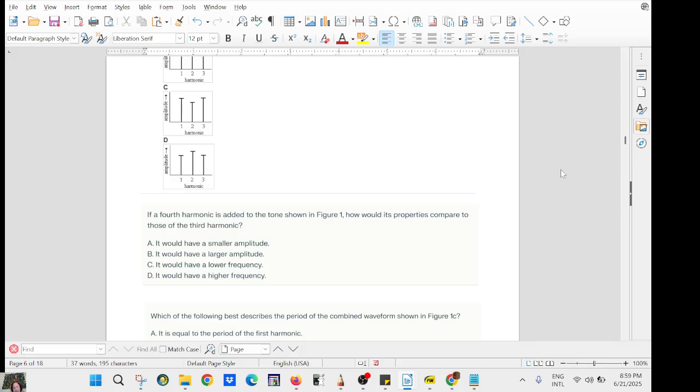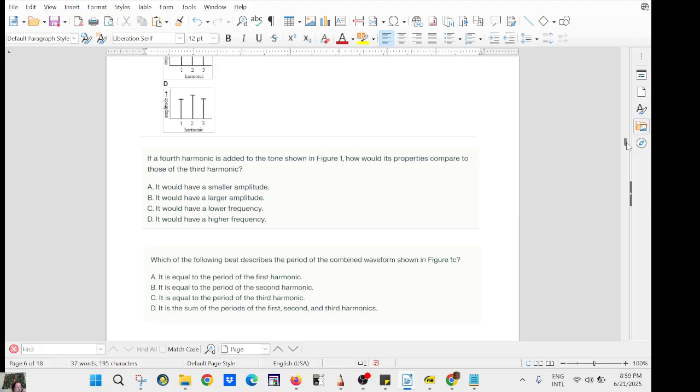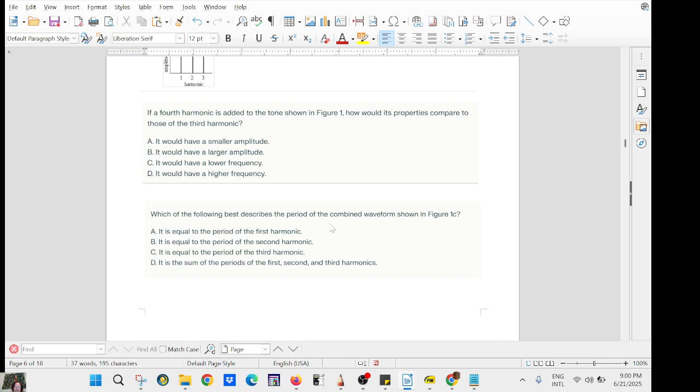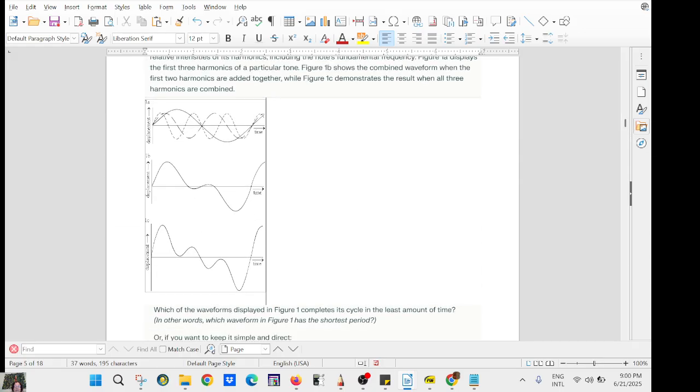Okay, as you increase the harmonic number, you increase the frequency. And if you combine everything here, you notice that's going to be 0 here, that's going to be 0, and here it's going to be 0. So the period here is the same as the first harmonic. So even though you keep adding harmonics, you keep the same frequency. That's the frequency we hear.